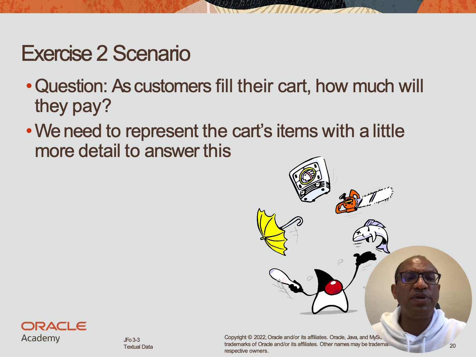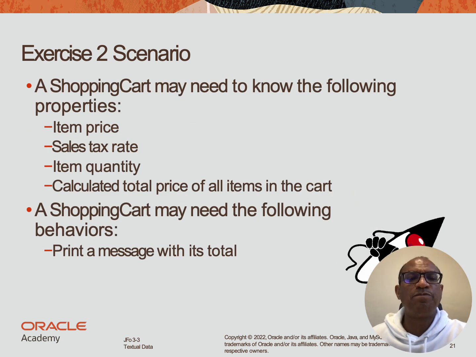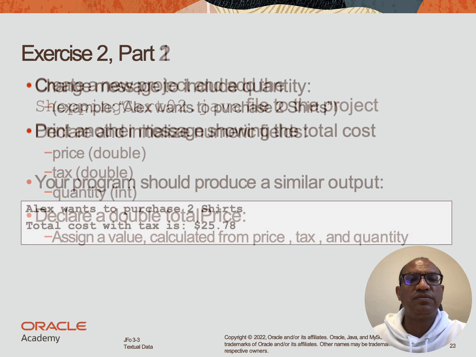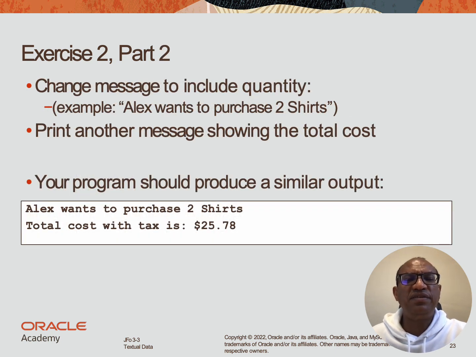Exercise 2 builds on the shopping cart example. Now we're calculating the total price, so we'll need more detailed data. You'll include numeric properties like item price, quantity, and tax rate. The shopping cart will also need to calculate total cost. In part 1, you will declare and initialize these numeric fields, then calculate the total price using a formula. In part 2, update the message to include quantity and print the total cost. Your result should show both messages clearly.